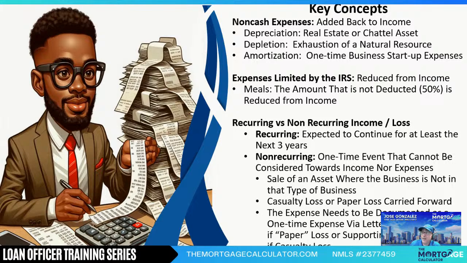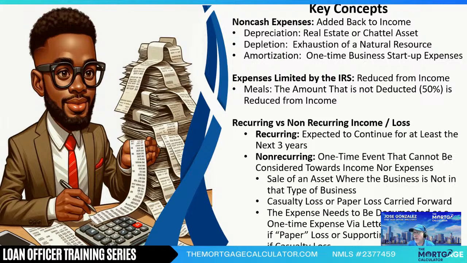Second category here is expenses limited by the IRS. Now, this category, any expenses in this category are reduced from the income, right? It's a subtraction, not an addition. The logic here is that typically these expenses that are limited by the IRS, that means that the IRS does not allow you to recoup or to charge off 100% of that expense. So the logic is that the percentage that you are not allowed to write off is the amount that has to be deducted from the income.